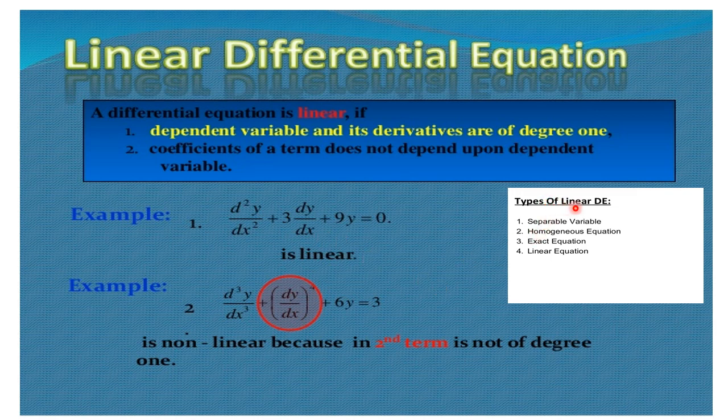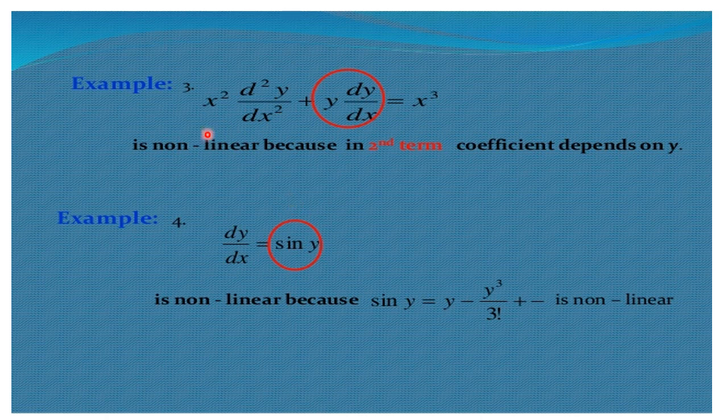Further, we have types of differential equation. They are of 4 types. For example, the first is separable variable, the second is homogeneous equation, the third is exact equation, and the fourth one is linear equation. In our syllabus we have homogeneous equations, but we'll also do some examples of separable variables as well. In our syllabus we have only first order homogeneous differential equations and second order homogeneous differential equations.